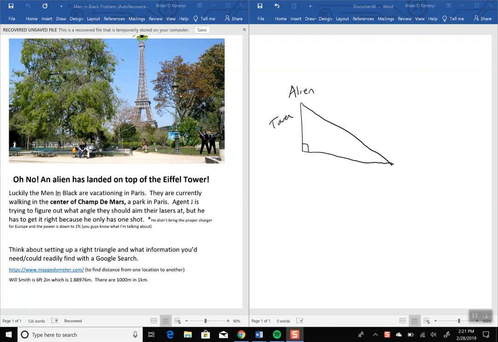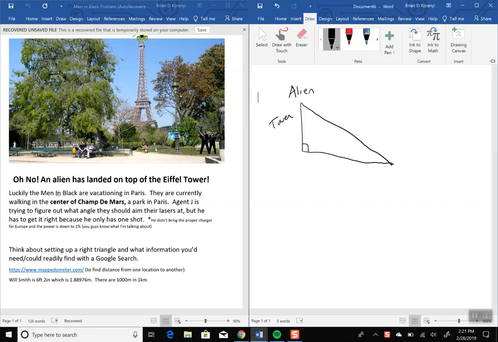All right, this will be a solution to our Men in Black problem video. An alien's landed on top of the Eiffel Tower. Men in Black happen to be vacationing in Champ de Mars, and they want to know the angle at which they should aim their laser, their rifle, their gun to be able to hit the alien. Obviously, we're taking some liberties with this problem, like wind, and that's a laser, it's going to shoot straight.